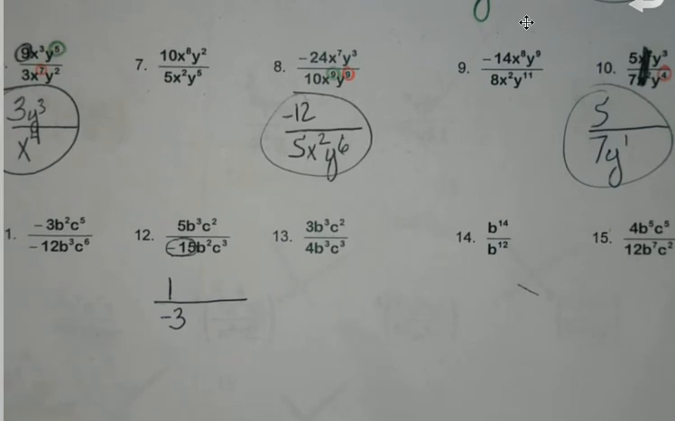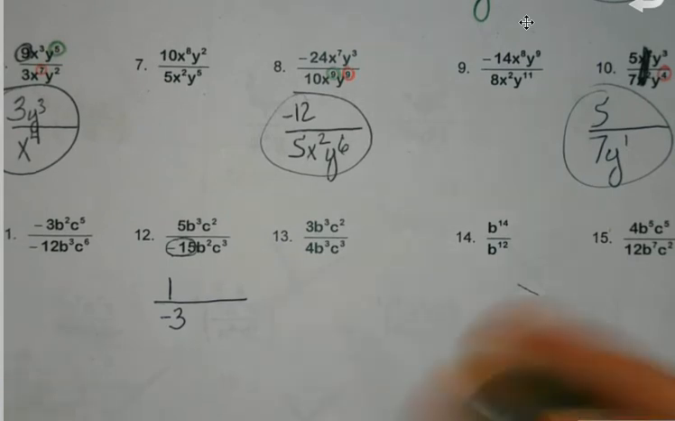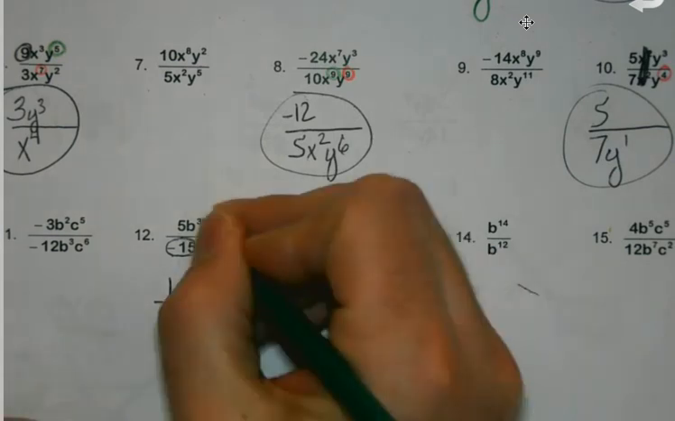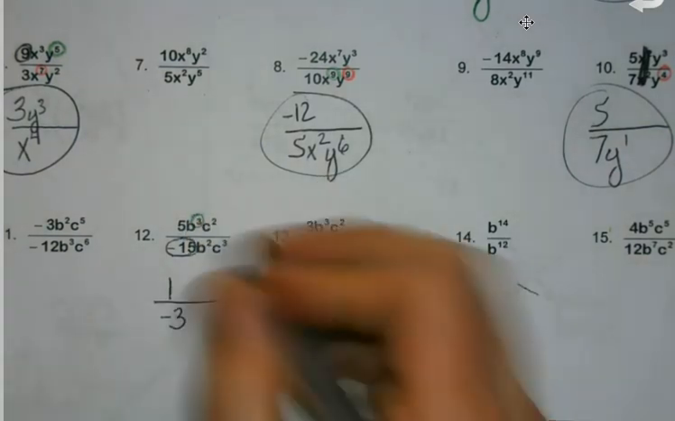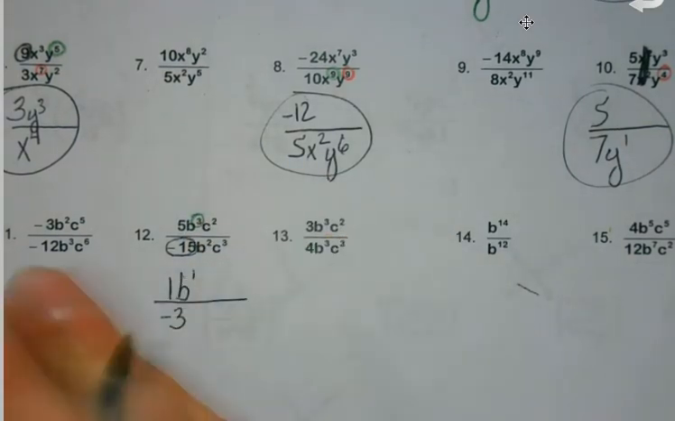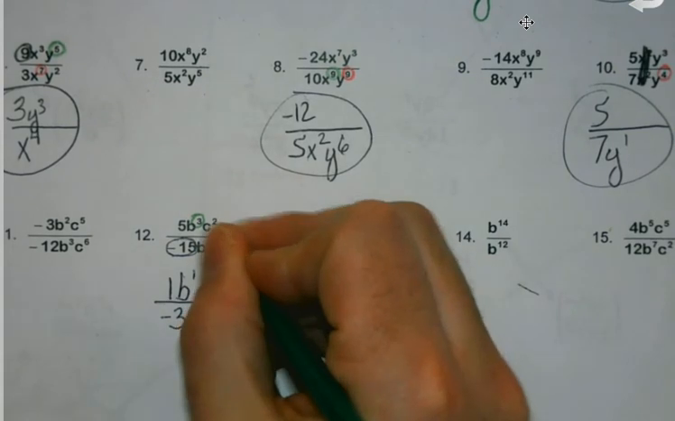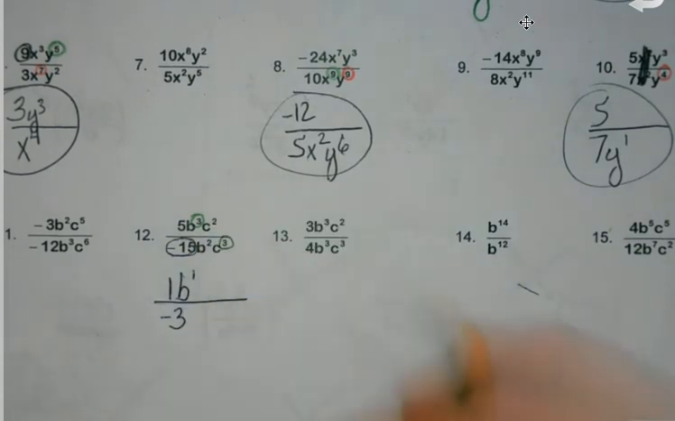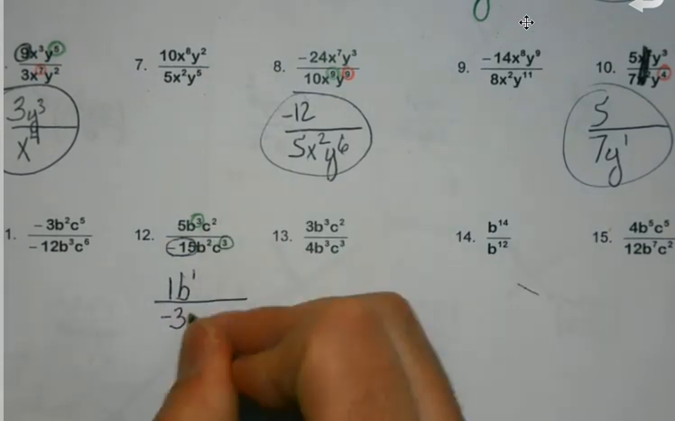What about my b and my c? Where are they going to go and what are their exponents going to be? B's at the top. B or b to the first? Absolutely. And c's at the bottom because 3 is bigger than 2. 3 minus 2 is 1.